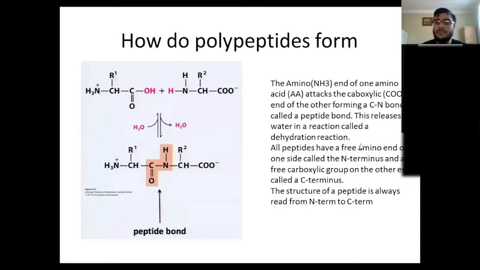Right. And if you can imagine all the multiple peptide bonds formed between different amino acids, you get a long linear chain. On one end of the chain, you still have a free amino end, like this, on the left of the peptide. And you have a C double bond OH on the right, called the C terminus. One side is called the N terminus, the other side is called the C terminus.